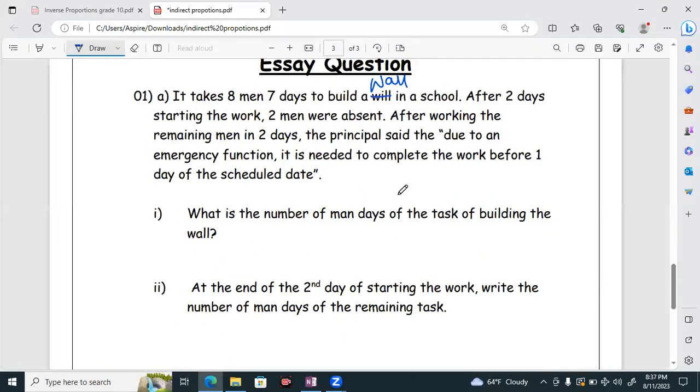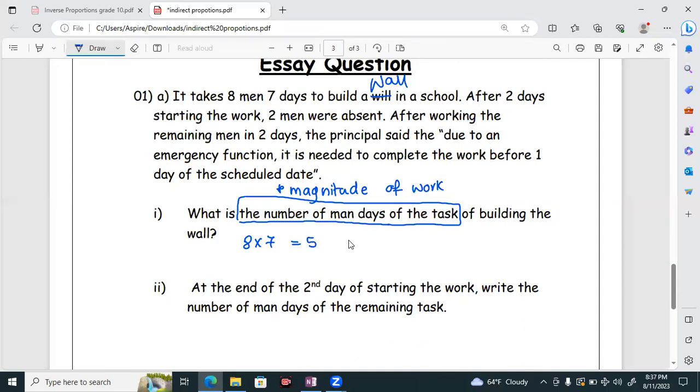The magnitude of building the wall. We could ask, what is the number of man days of the task, but instead in the exam they could ask, what is the magnitude of work of building the wall? They can ask in that way too. Then how do we calculate it? 8 times 7, 56 man days, you have to write. This is how we calculate the magnitude of the work.